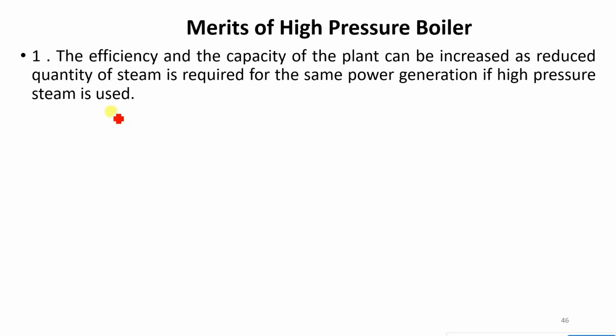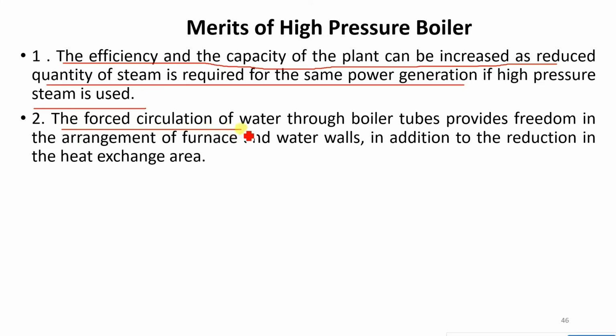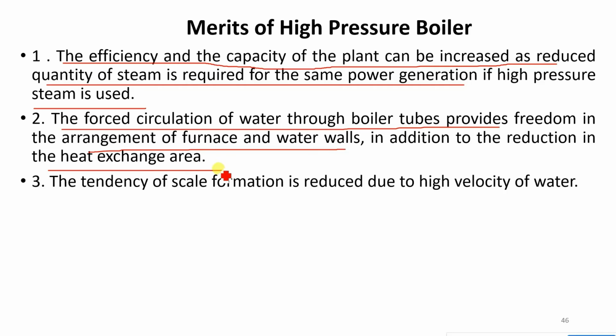Now, merits of the high pressure boiler. The efficiency and capacity of the plant can be increased, as a reduced quantity of steam is required for the same power generation if high pressure steam is used. The forced circulation of water through boiler tubes provides freedom in the arrangement of furnace and water walls, in addition to the reduction in the heat exchanger area.